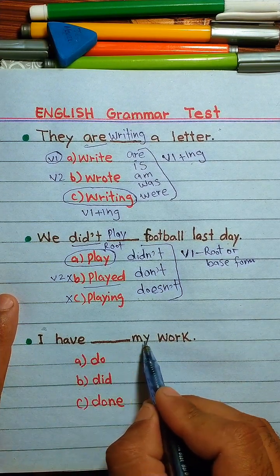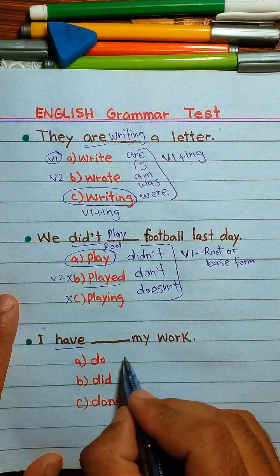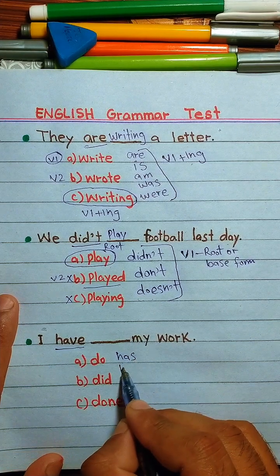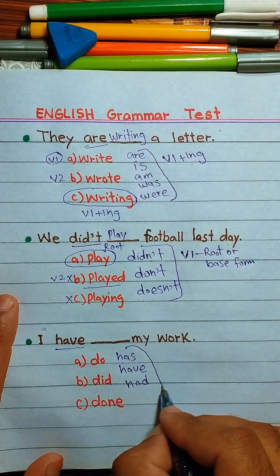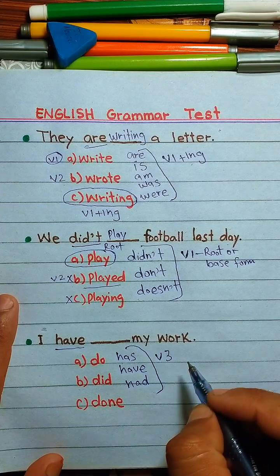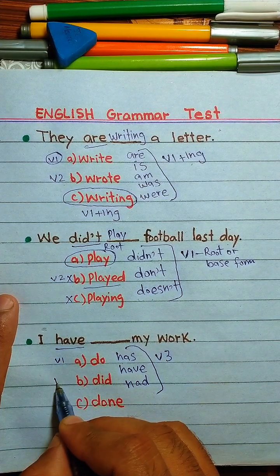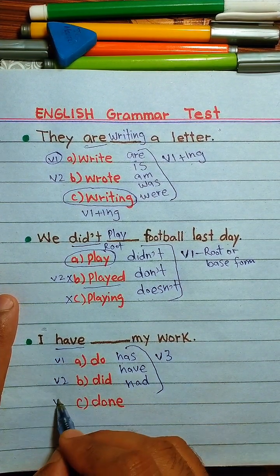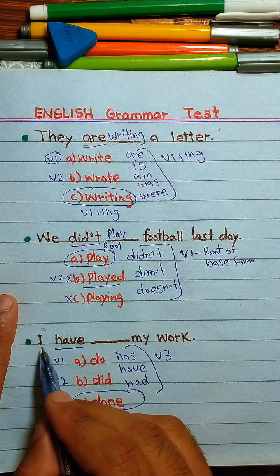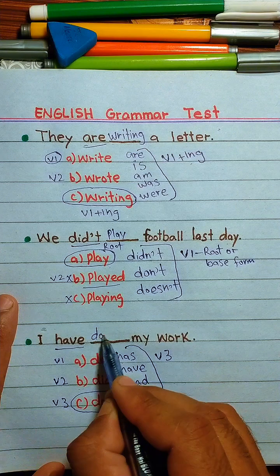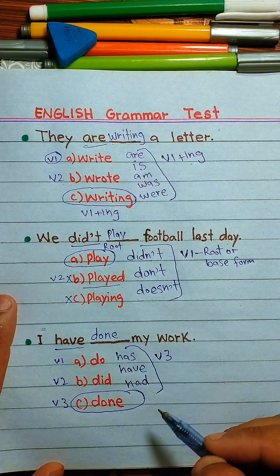We didn't play football last day. I have dash my work. The keyword here is have. Has, have, and had are followed by V3. Option A is V1, B is V2, and C is V3. The correct answer is C. I have done my work.